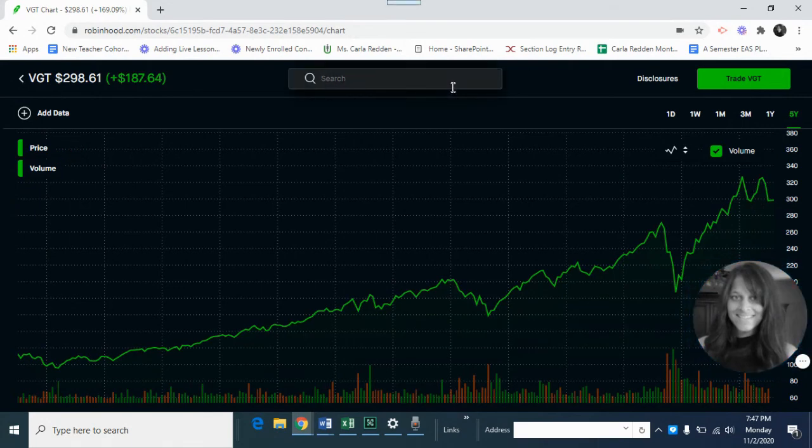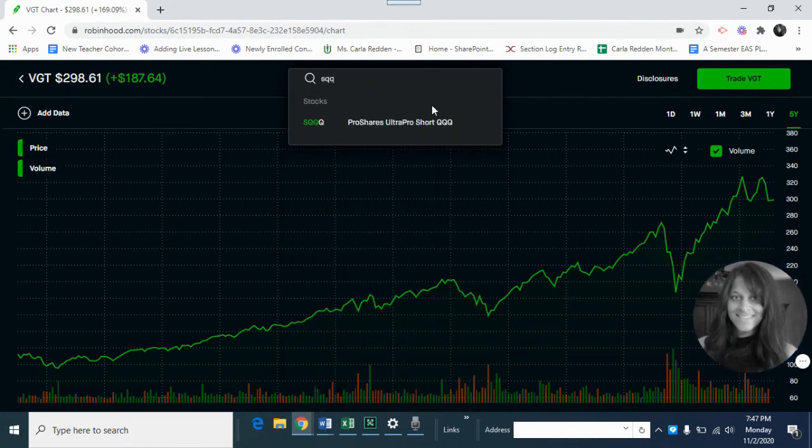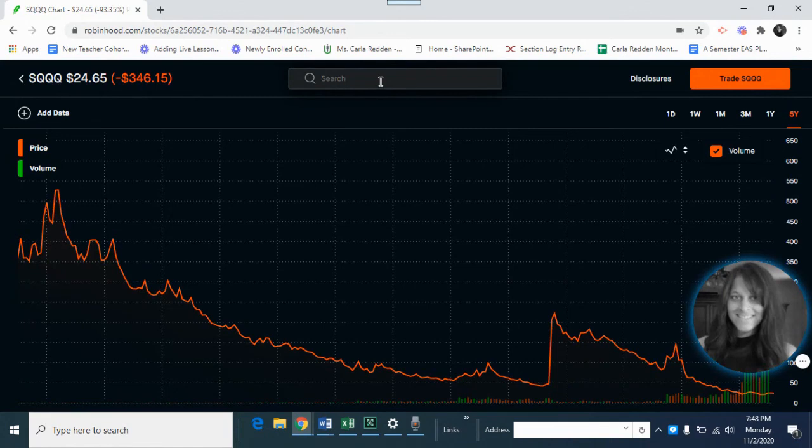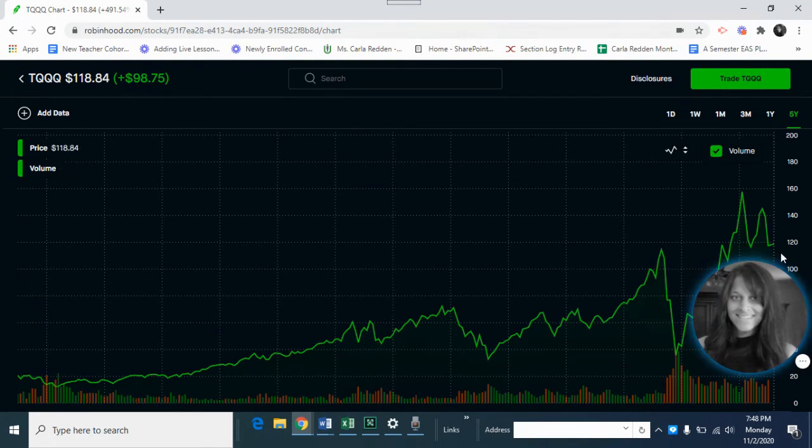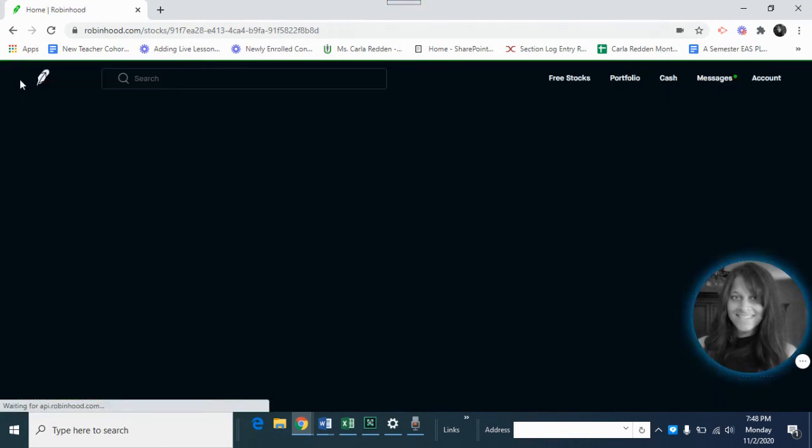There are stocks or ETFs that track the market, like SQQQ and TQQQ. They're inverses of each other, which means as one goes up, the other goes down. That's something we'll talk about in future episodes. But overall, this is how you work the Robinhood platform.